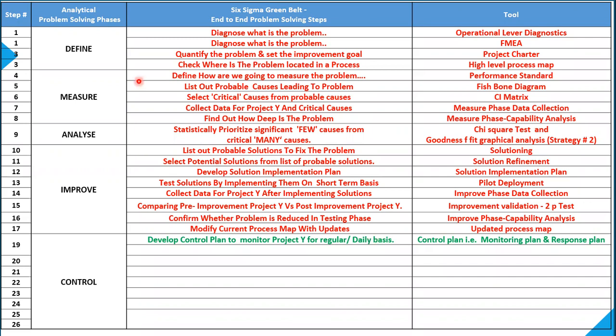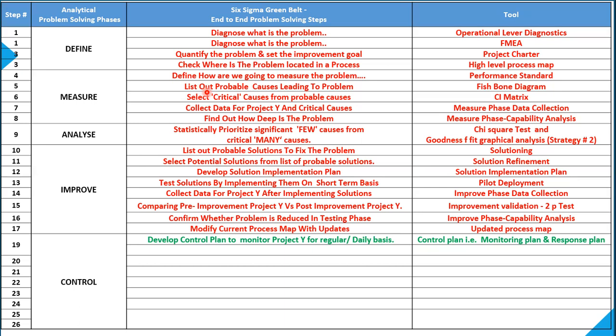What we did in this is we had a list of problems associated with the process steps and the metrics. We studied those problems with the help of operational level diagnostics and FMEA and prioritized the problem. That is the first thing we did. Then we quantified the problem and set the proper goal, because we have to have a certain goal to achieve as an improvement. We documented it in the project tracker.